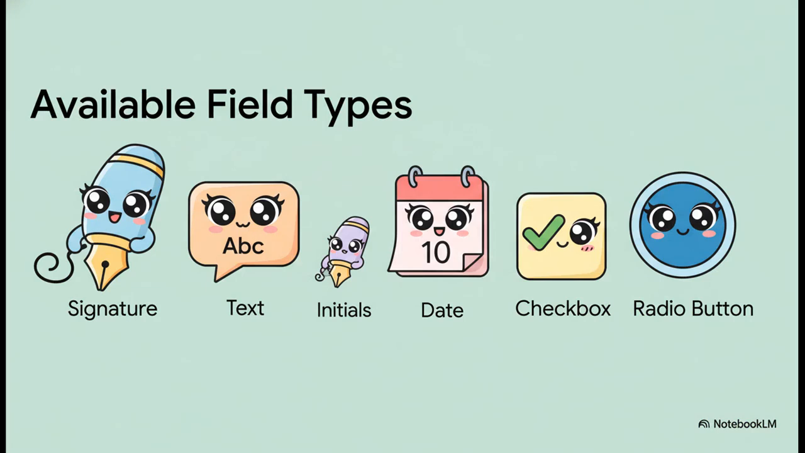So let's look at the tools in our toolbox here. You've got the essentials, of course, the signature and initials fields for that legal sign-off. But the real control comes from the others. A text field is for grabbing any piece of info, a name, a PO number, you name it. The date field is a massive time saver. It can automatically pop in today's date, which prevents so many errors. Checkboxes are perfect for those I agree to these terms things, while radio buttons force a choice, like pick option A or option B. Each one is designed to just get rid of any and all confusion.